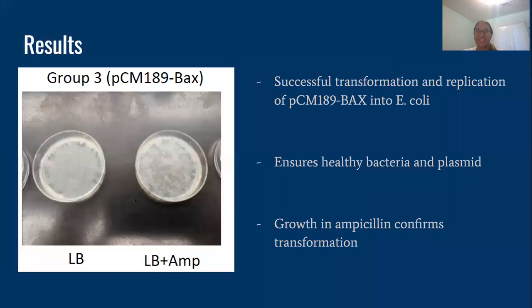Okay, next slide. Thank you, Gabby. Looking at the results of our experiment, our initial transformation of the PCM 189 Bax plasmid into E. coli yielded positive results. The growth of the bacteria in ampicillin confirms the successful transformation of the plasmid due to its ampicillin resistance. This also ensures the plasmid is valid and usable for our yeast transformation moving forward.